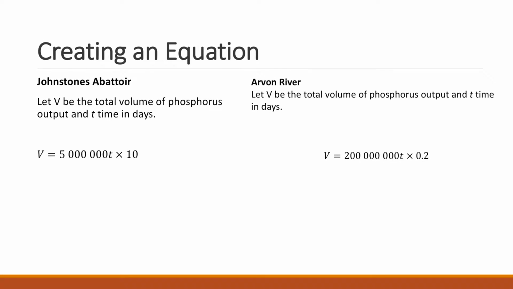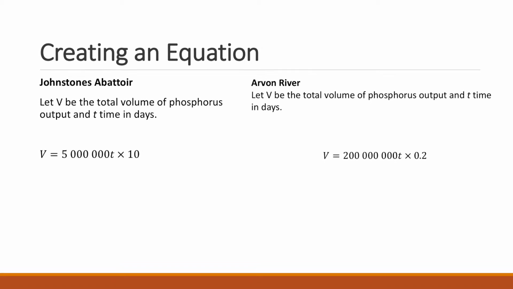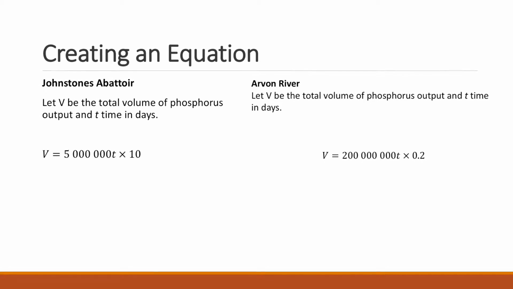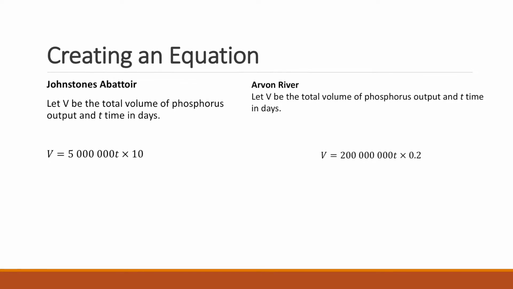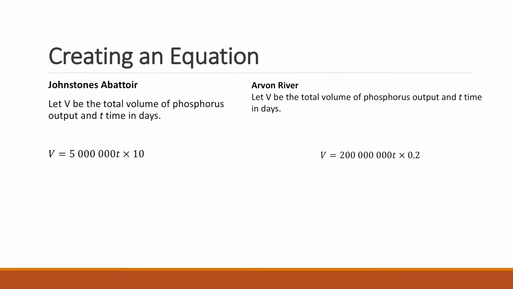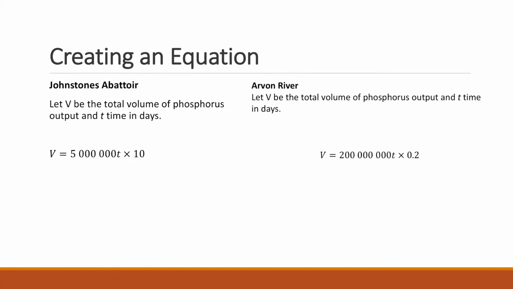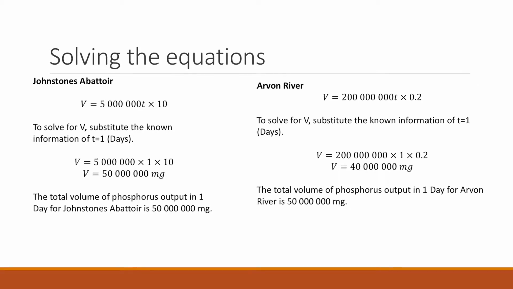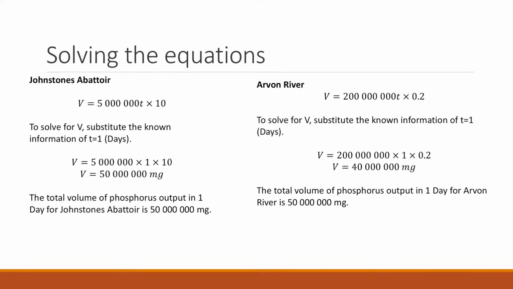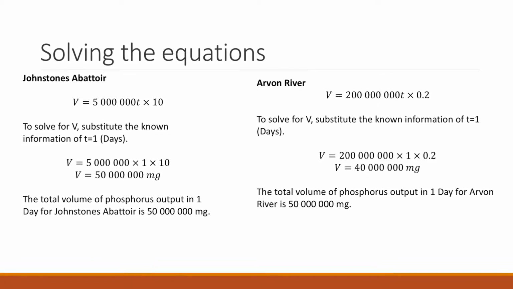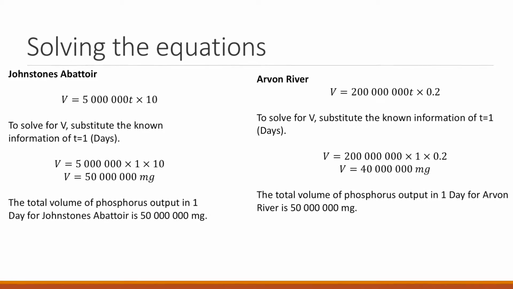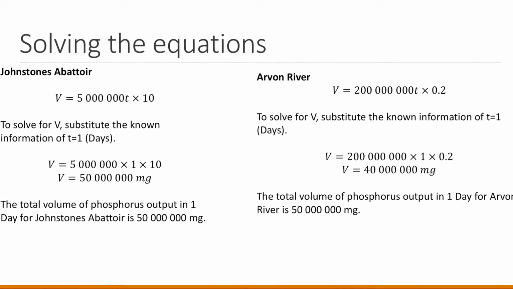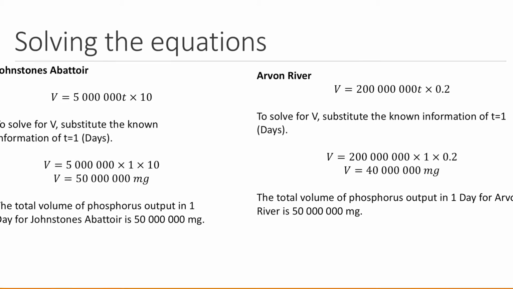So they know the phosphorus output is equal to the amount of litres outputted times the time, whether it's day 1, 2, 3, or 4, and then they multiply that by the concentration of phosphorus. They would do this for the Avon River as well. The next step is to solve the equations for the time they wanted. The question asked for the phosphorus amount per day, so they would substitute T for 1, as it's 1 day, and then solve that equation.